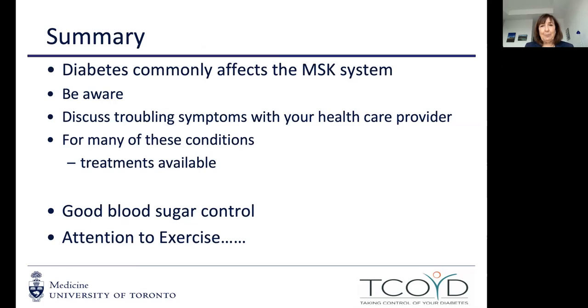So what I've tried to summarize is that we know that people with diabetes commonly have issues in the musculoskeletal system. It's important to be aware so that you can be proactive in terms of trying to prevent them, but you can also seek attention and discuss those troubling symptoms with your healthcare provider, because although we don't have any cures for this, there are a number of ways that we can try to minimize the risk to the joints and maximize your ability to do what you need to do with your bones, your joints, and your tendons.